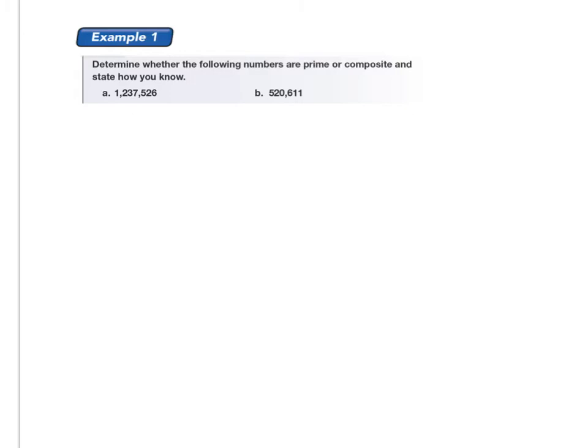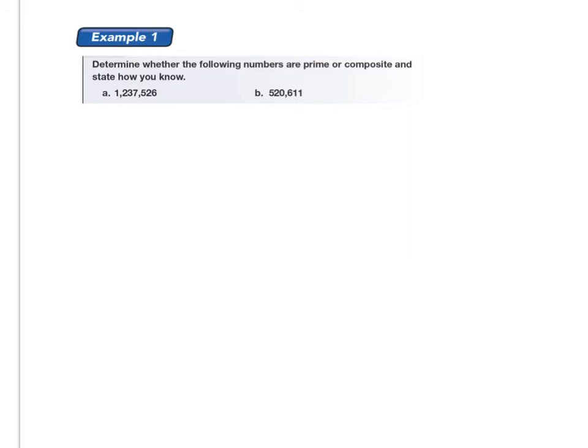I'll give you a sheet to help do all that, because if one of those prime numbers goes into a number that looks like this, then that means that this big number would have to be composite. So for example, 11 is a prime number. If 11 went into this, then that means something other than 1 and 1,237,526 goes into this number. So then it would be composite. The only way this is prime is if the only numbers that go into this are 1 and itself.